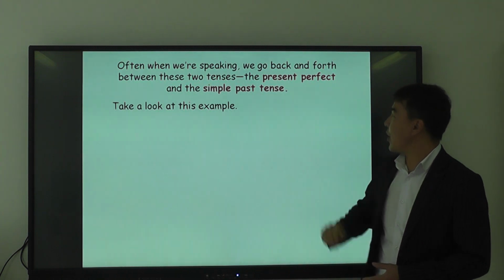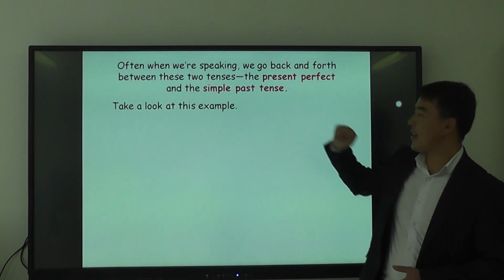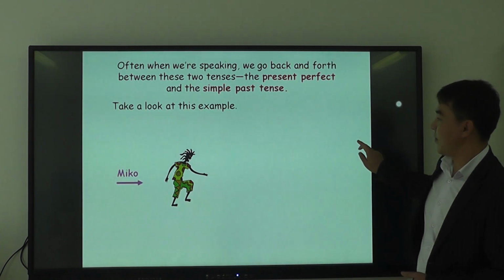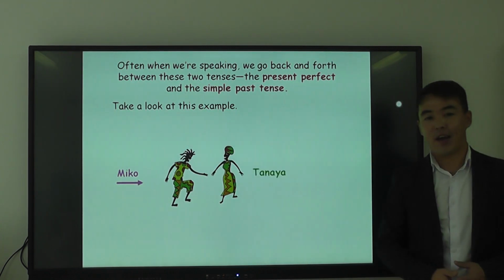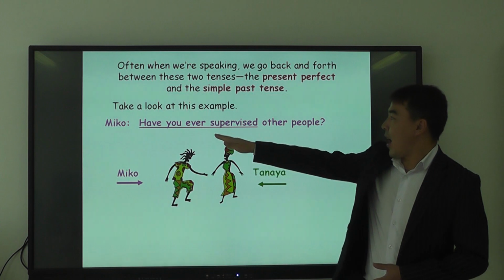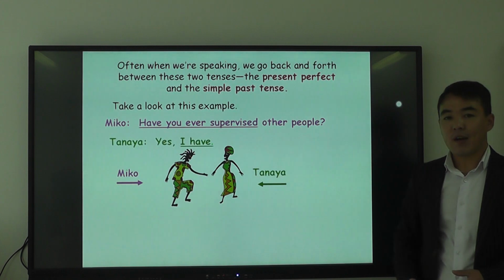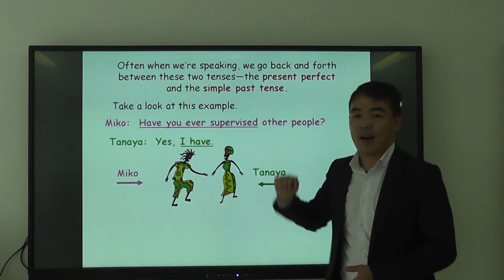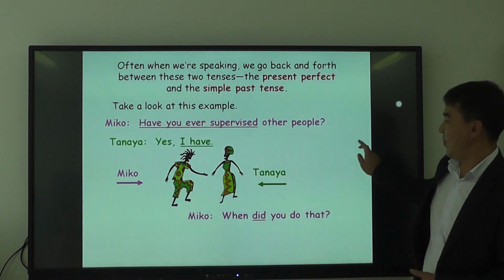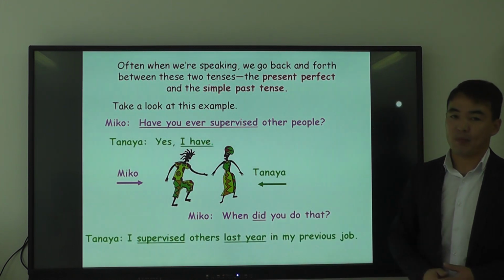Often, when we are speaking, we go back and forth between these two tenses, the present perfect tense and the past simple tense. Take a look at this example. And here, Michael. And here, Tanaya. Michael, have you ever supervised other people? And Tanaya has answered this question. Yes, I have. Michael, when did you do that? Tanaya, I supervised others last year in my previous job.